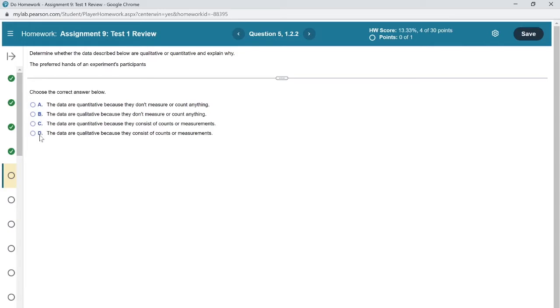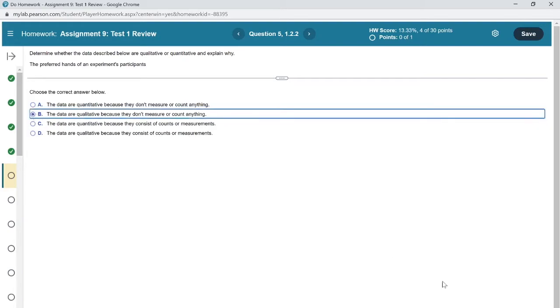B or C, because both of them say qualitative. A and C are quantitative, so they are not right. So let's read B. The data are qualitative because they don't measure or count anything. The data are qualitative because they consist of counts or measurements. B is the right answer.